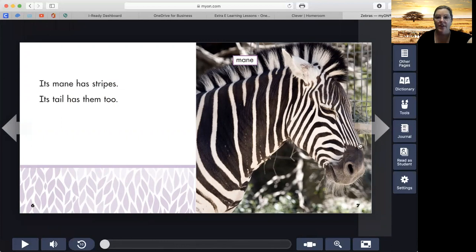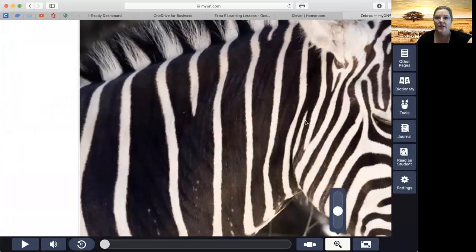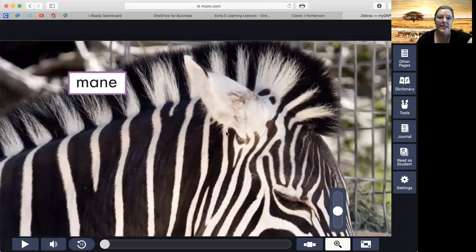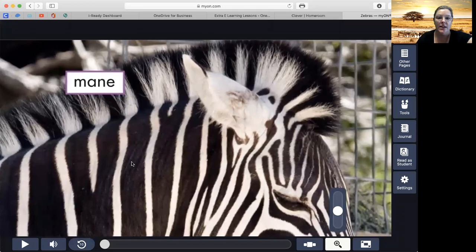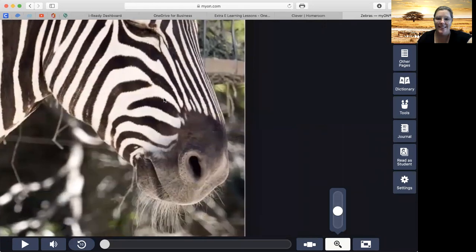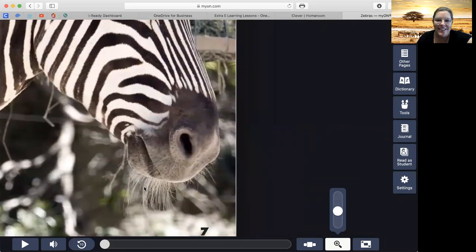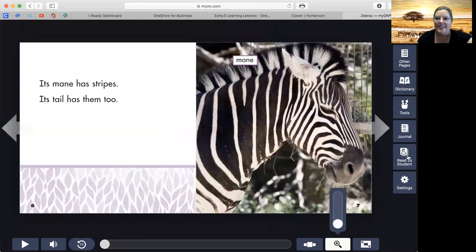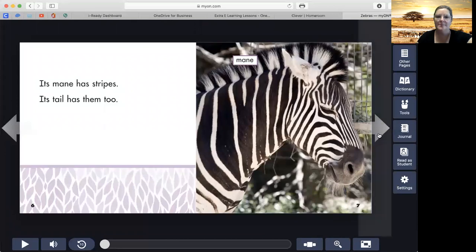So I love how the author has labeled this photograph. Wow, look how beautiful that zebra is. I'm going to zoom in a little bit because I want to take a really good look. The book says its mane is striped too, and look, the stripes go all the way up into the hair of the mane. That's really neat. And the mane is very short and bushy. And look how hairy his little chin is. It is so cute. Oh my goodness. I really love this picture. All right, let's keep reading and see if we can find out more information.